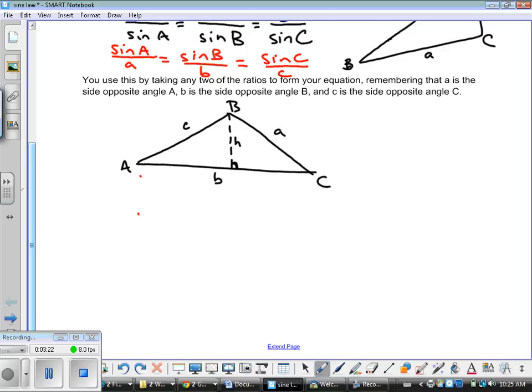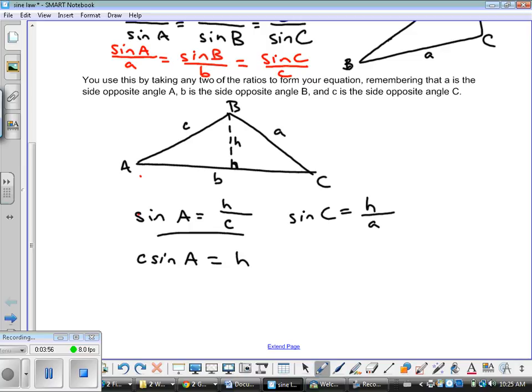Let's take the sine of angle A. That's going to be equal to its opposite over the hypotenuse of the right triangle that we just made right here. We can do the same thing with C. You can see that sine C is going to equal its opposite, which is H, over its hypotenuse, which is small a. If you multiply both sides of this one by C, you would get C sine A is equal to H, and over here you'd have A sine C is equal to H.